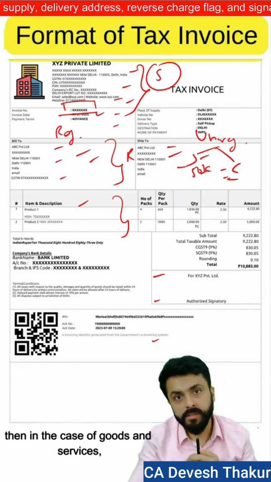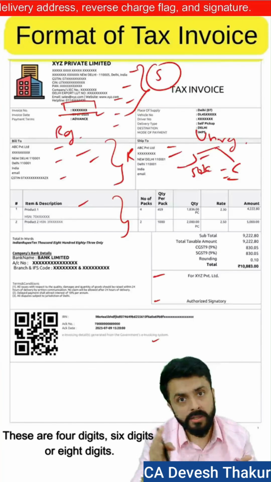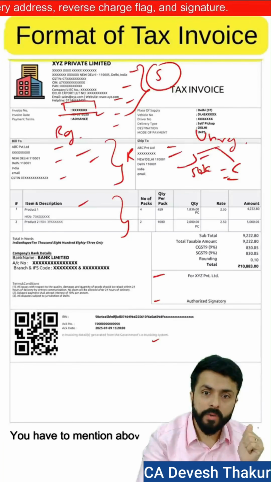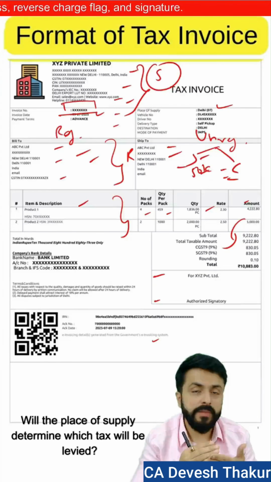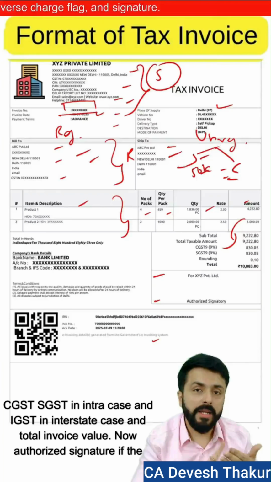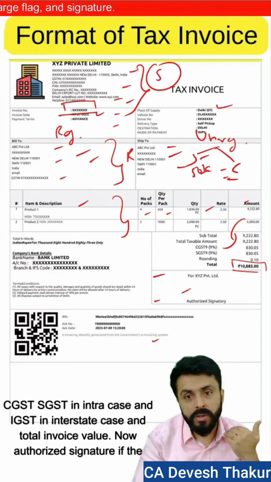Then in the case of goods and services, we have to mention the HSN and SAC code. These are 4 digits, 6 digits or 8 digits. You have to mention them on the basis of your turnover. The place of supply will determine which tax will be levied. See, CGST and SGST in the intra-state case and IGST in the interstate case, and then the total invoice value and authorized signature.